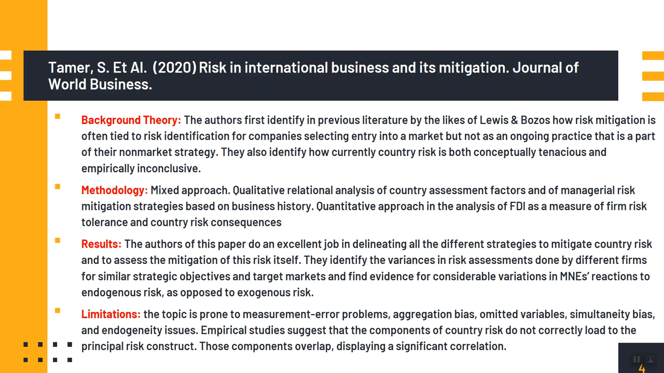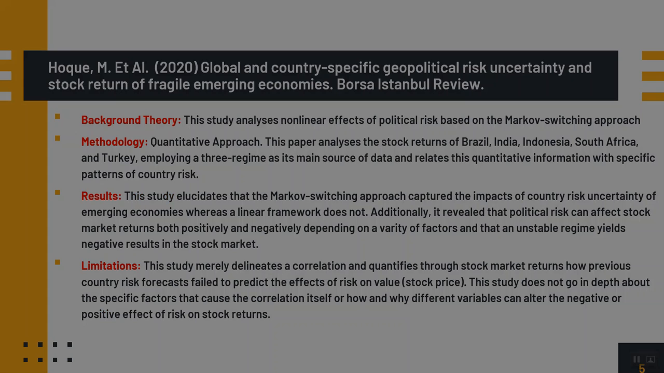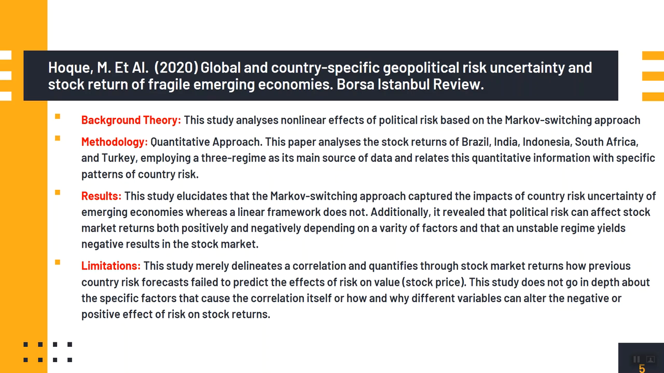The limitations of this document is that it is prone to measurement error problems and aggregation bias on omitted variables because it relies on previous models that already have established variables. So it can always be argued that you could add more variables, but they have limited themselves to utilizing variables created by somebody else. Fourth, I've taken global and country-specific geopolitical risk uncertainty and stock return for emerging economies.